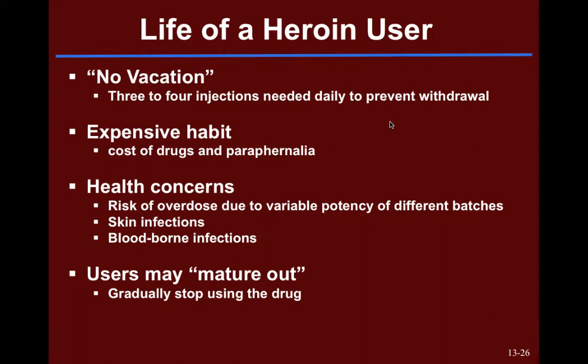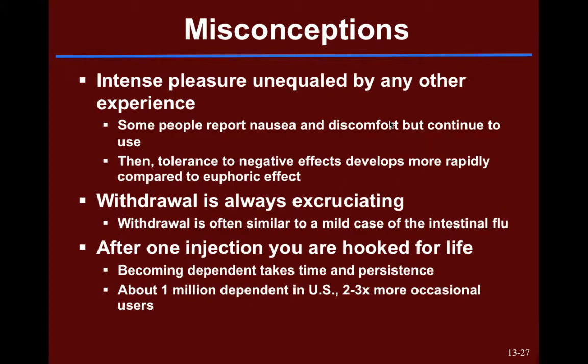Some of the things that tend to be said about the use of heroin that are not necessarily true is these feelings of intense pleasure that are unequal to anything else. Actually, there are quite a few people who report nausea and vomiting with the use of opioids. And then, of course, the process of building up tolerance, that builds more rapidly compared to the feeling of euphoria.